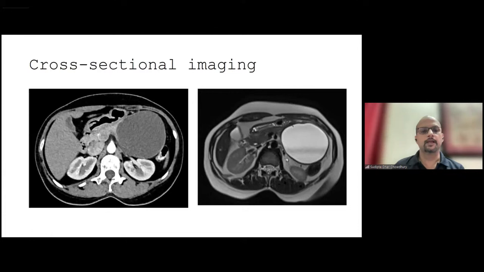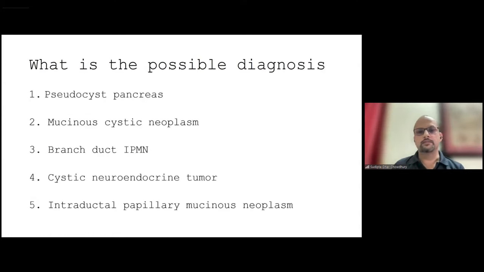Next slide, please. These are the two images. On the one side, you have the CT scan image showing a well-defined cystic lesion arising from the tail of the pancreas. The MRCP also shows a well-defined cystic lesion in the tail of the pancreas, a unilocular cyst without any septations.